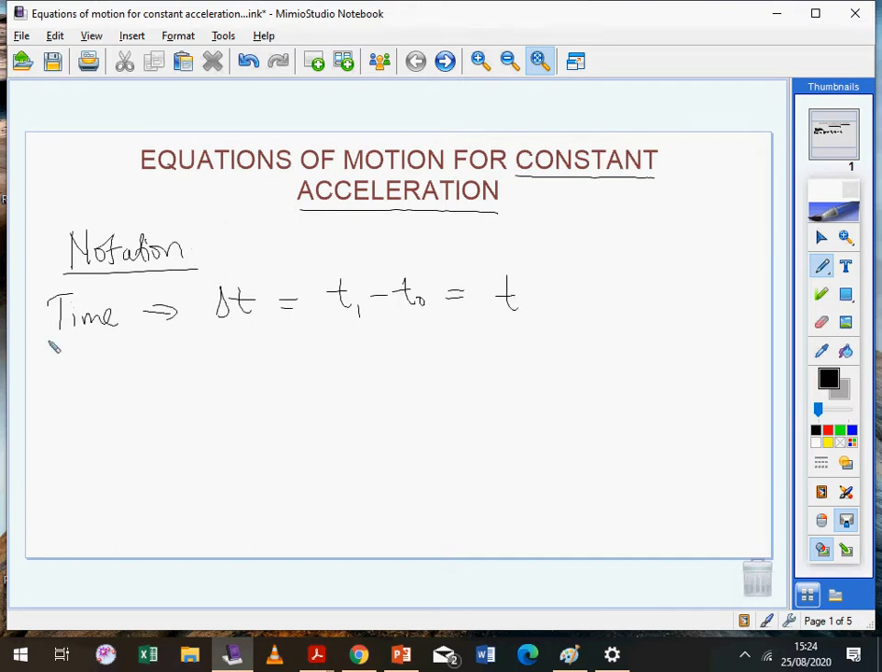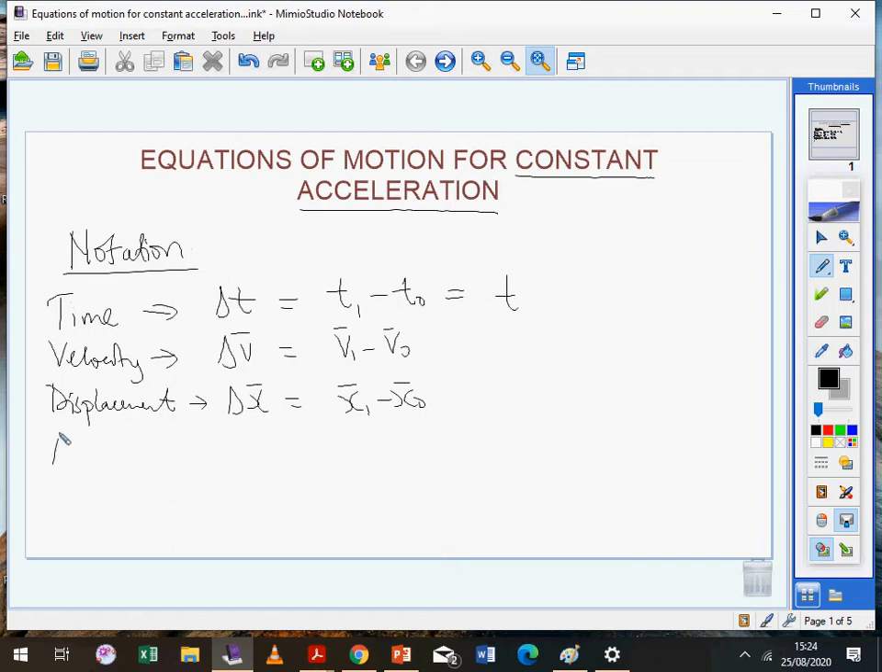Velocity also changes, and the change in velocity is v1 minus v0, where v0 is initial velocity and v1 is final velocity. Displacement also changes. Change in displacement will be denoted by x1 minus x0. Now it's going to help you to write through these things and take notes, because it will help you understand better. But it's not a must that you should write notes.